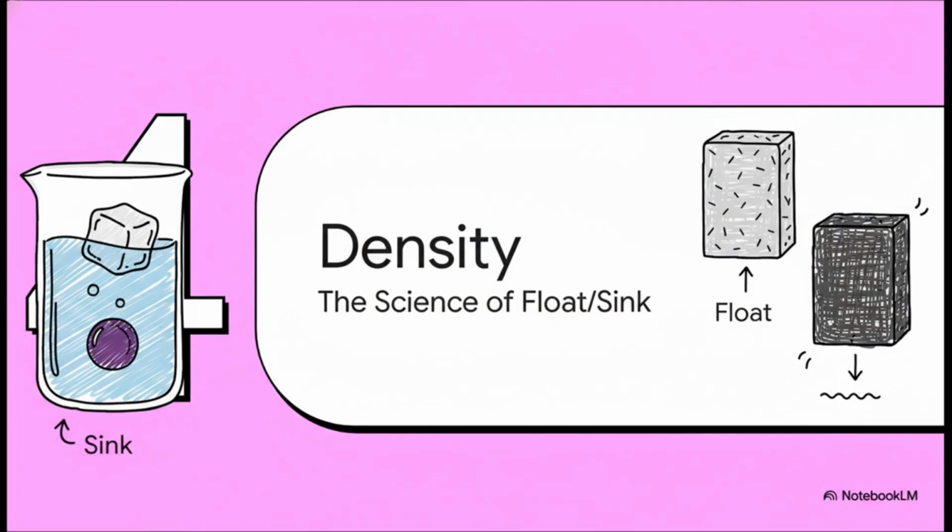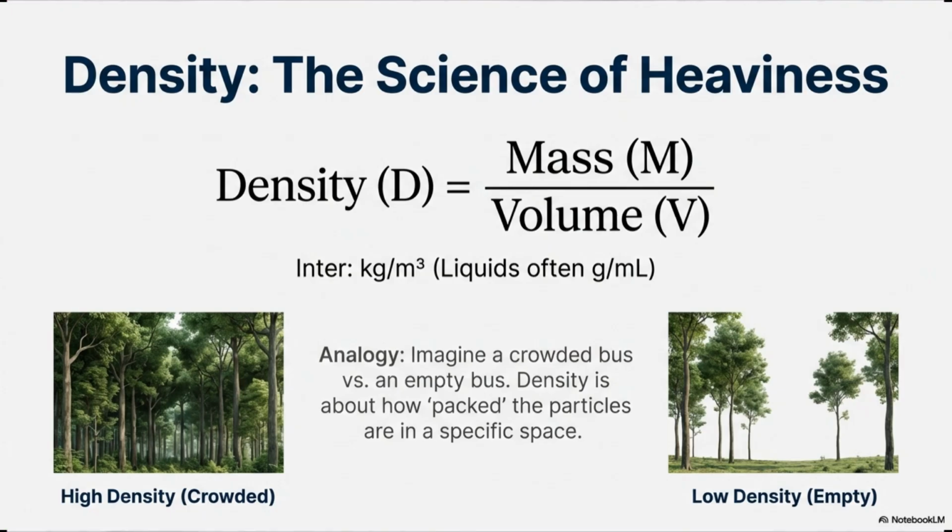Okay, it's time to tackle our third branch, density. This is it. This is where we're finally going to get the answer to our original question about that ice cube and that grape. So what even is density? Well, the formula is actually pretty simple. Density is just mass divided by volume. But what does that mean in plain English? It's basically a measure of how much stuff you can cram into a certain amount of space.